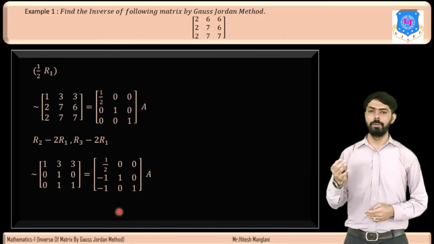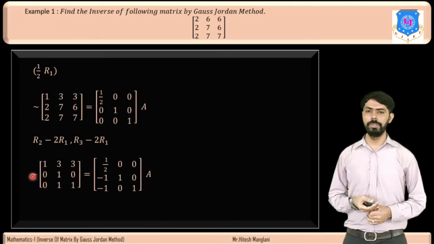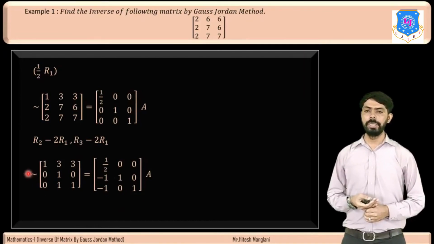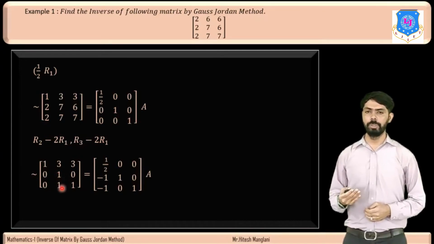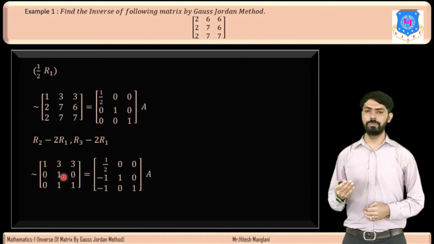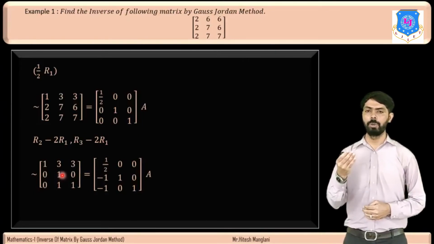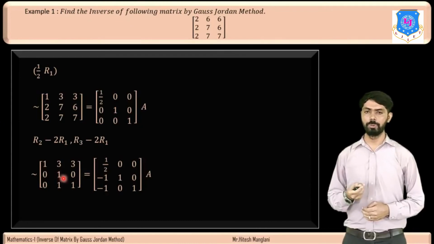Now if you look at the left hand side, the leading entry is 1 in the second row, but all entries below the leading one should be 0. Therefore, we have to convert this 1 into 0. For that, we will subtract row 2 from row 3. So we will use the row operation R3 minus R2.